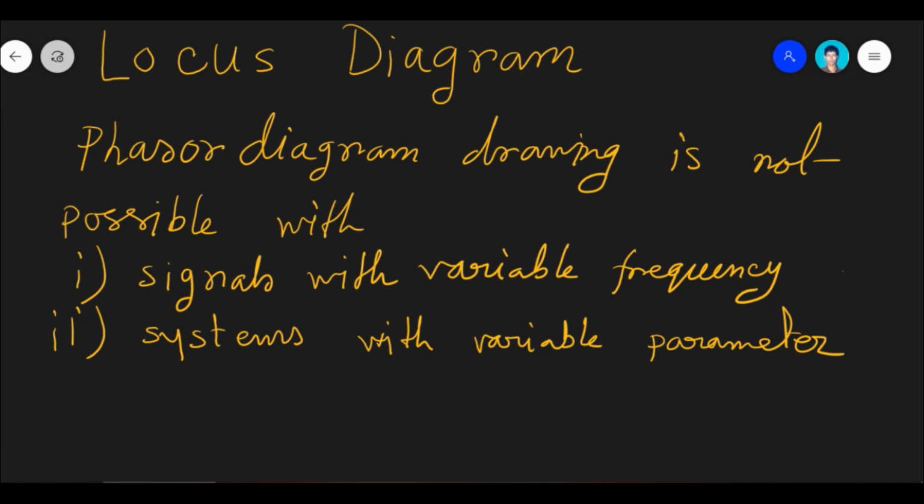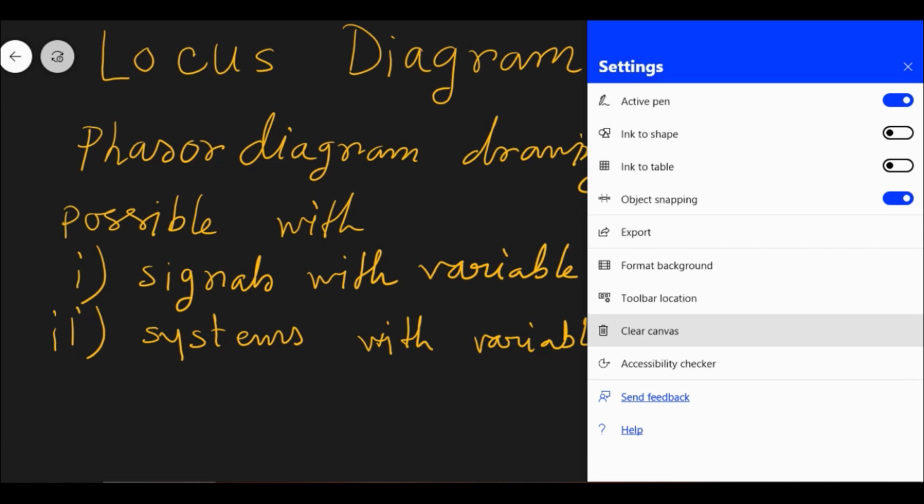Now this gives us an indication that, let us consider these two points. We have already discussed these two points. Let us move to the basic idea of locus diagram. See, let us have an RL circuit.